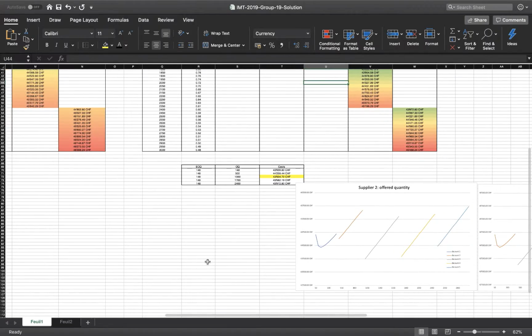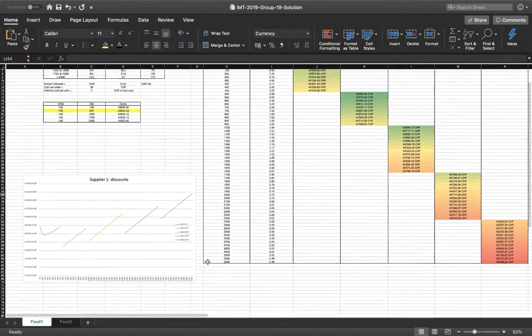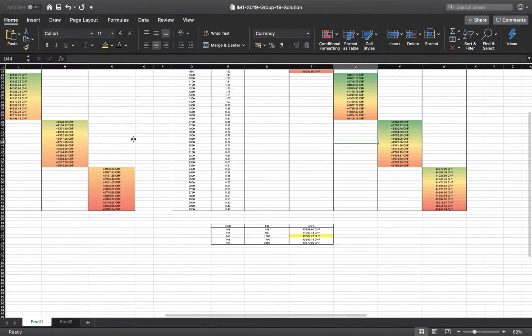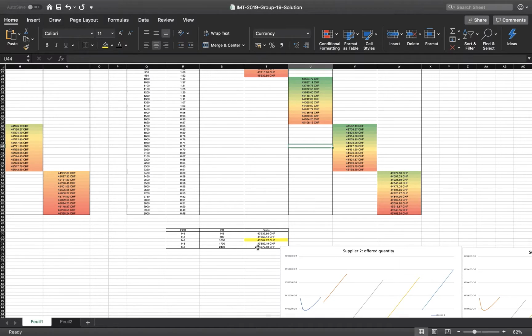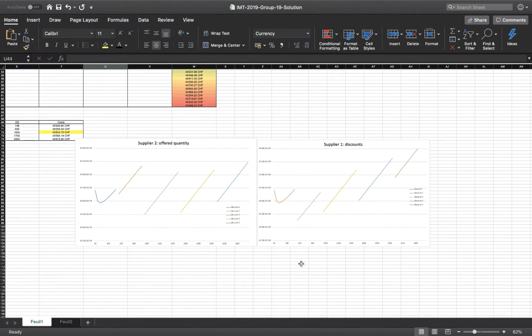Comparing the two offers, Mr. Schmidt sees that he's better off dealing with supplier 1 and his discount model, this one, than with supplier 2, this one. We can also see this in the graph. For supplier 1, the lowest total costs are here. For supplier 2, it's here. We can see that the total cost of supplier 1 are lower than the total cost of supplier 2, this one.